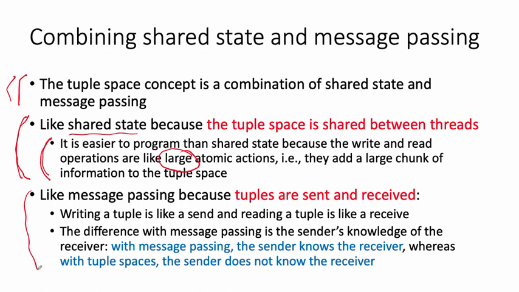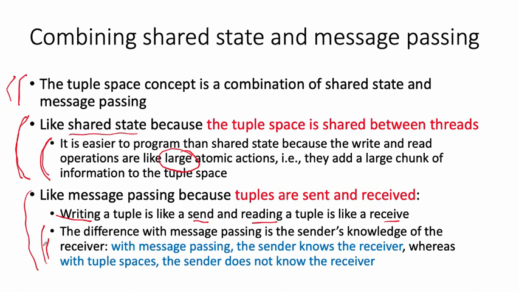But how is it like message passing? Well, it's actually like send and receive. Writing a tuple is like a send, and reading a tuple is a receive. So a thread writing a tuple is doing a send, and a thread reading a tuple is receiving that tuple. So the tuple is like the message. What's the difference with message passing? Is that the sender does not know who is the receiver.